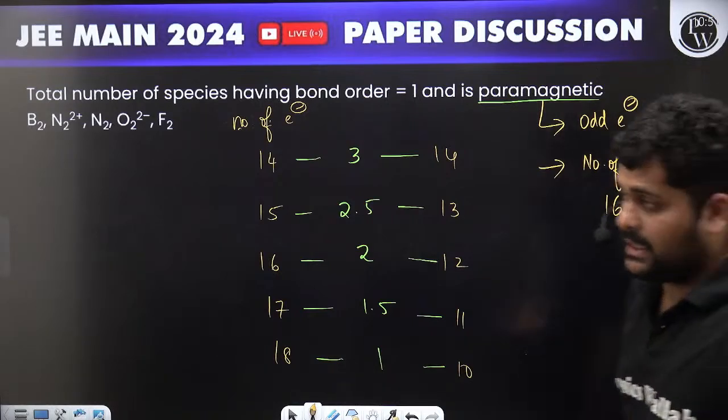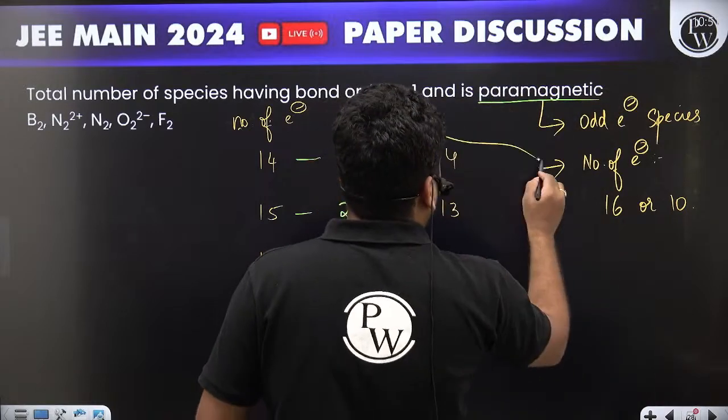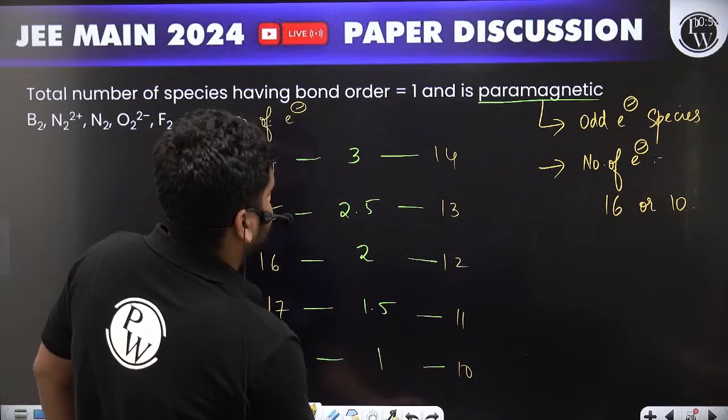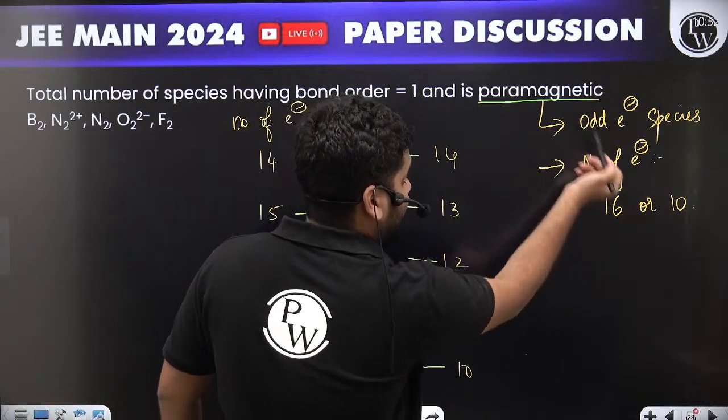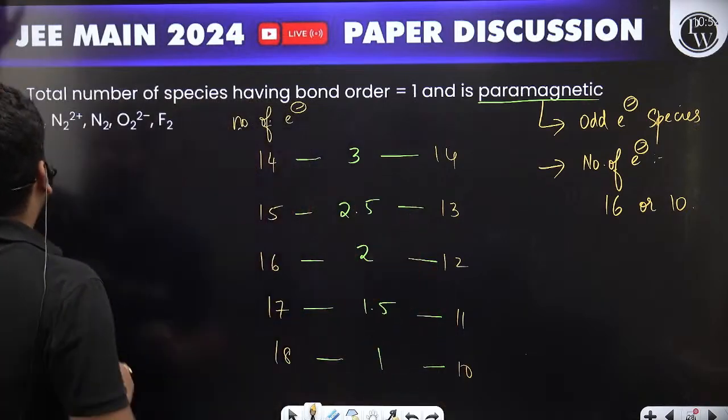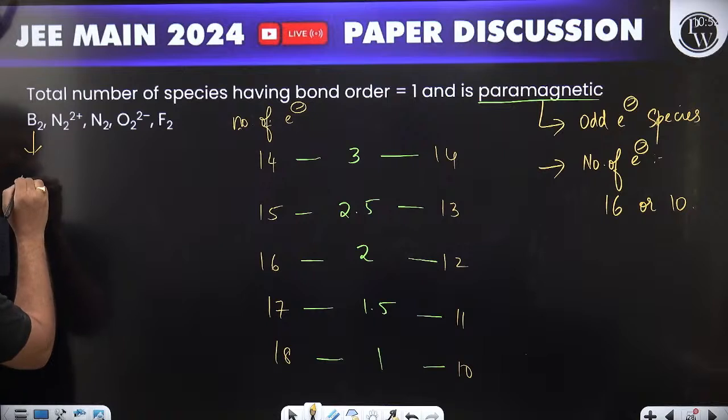10 or 16. Only then you are going to get bond order equal to 1. Sorry, the number of electrons should be 16 or 10. Only then you are going to get it as a paramagnetic species. Okay, right. So now in B2, how many electrons does it have?